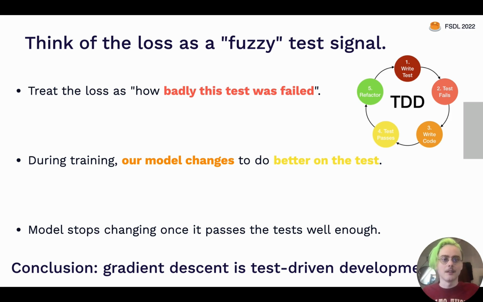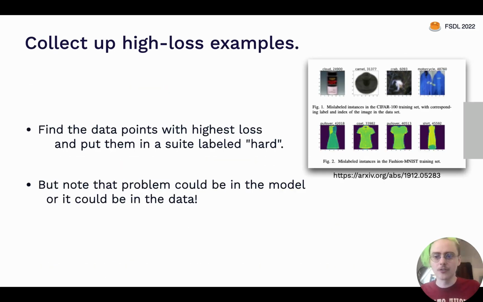Because what's missing here is that the loss and other metrics are telling us that we're failing, but they aren't giving us actionable insights or a way to resolve that failure. The simplest and most generic example is to find data points with the highest loss in your validation and test set or coming from production and put them in a suite labeled hard. But note that the problem isn't always going to be with the model. Searching for high loss examples does reveal issues about what your model is learning, but it also reveals issues in your data like bad labels. So this doesn't just test models, it also tests data.